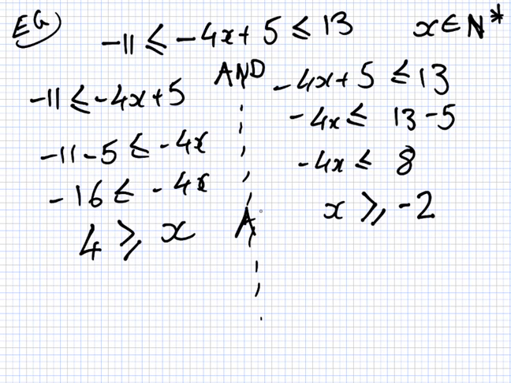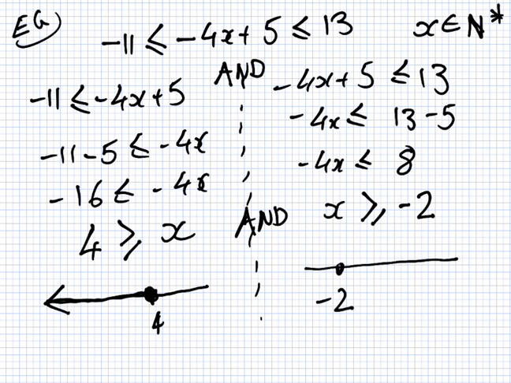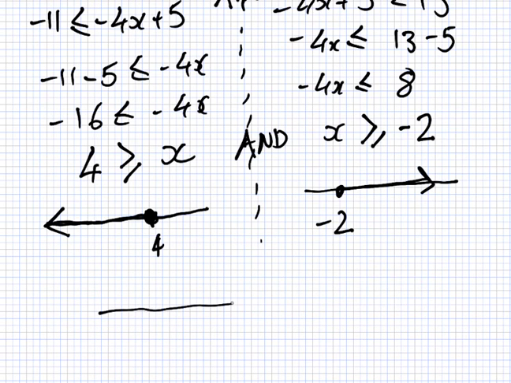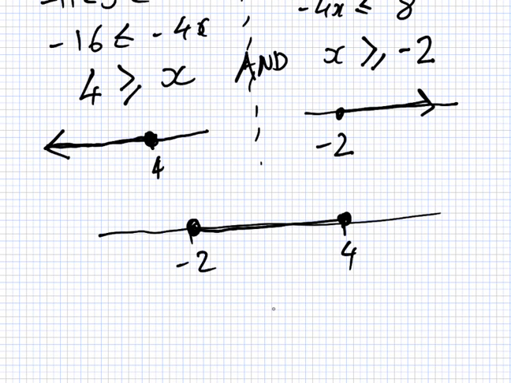Now again, it's "and". We want both of these things to be true. If I look at the number line here, there's the number 4, and I want my x to be smaller than 4. I also want my x to be bigger than minus 2. But I want both, so in other words, I want this: between minus 2 and 4. So my x is between minus 2 and 4.